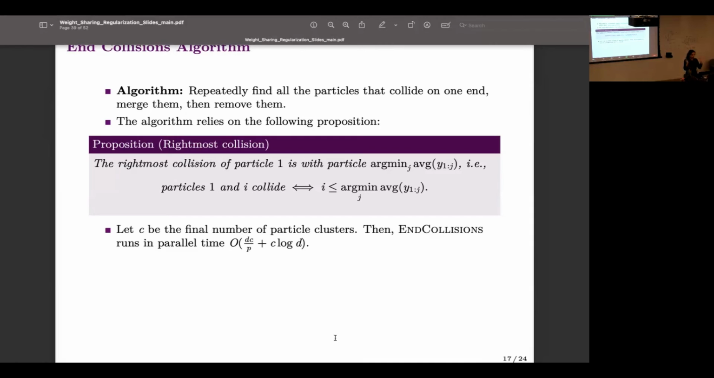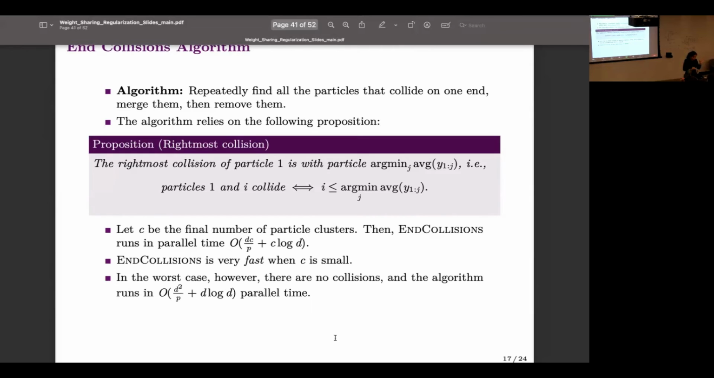This is good when there is a large cluster of collisions, and it's slow when there are very few collisions. It's exactly the opposite of the previous algorithm. So sometimes you take a vector, you partition it, and you make it run. I start from the first weight. I take the argmin of the average. So I will compute a cumulative sum until the end of the vector and take the minimum of this cumulative sum divided by their number.